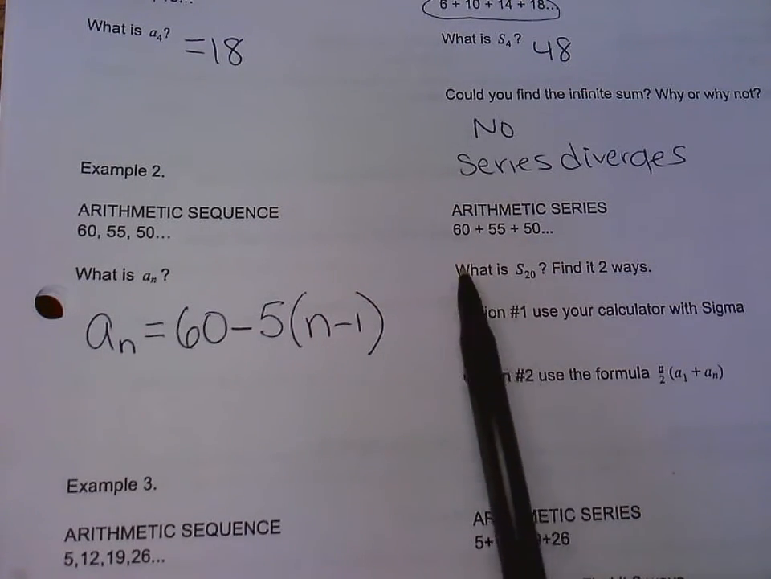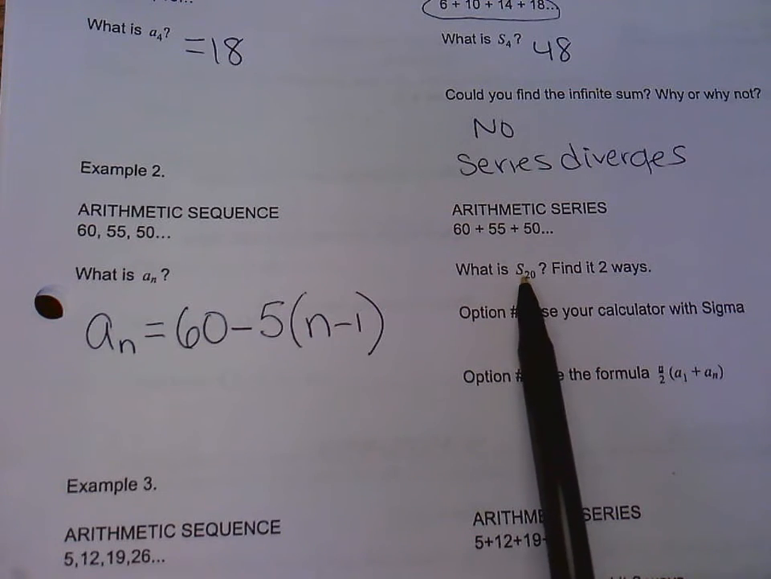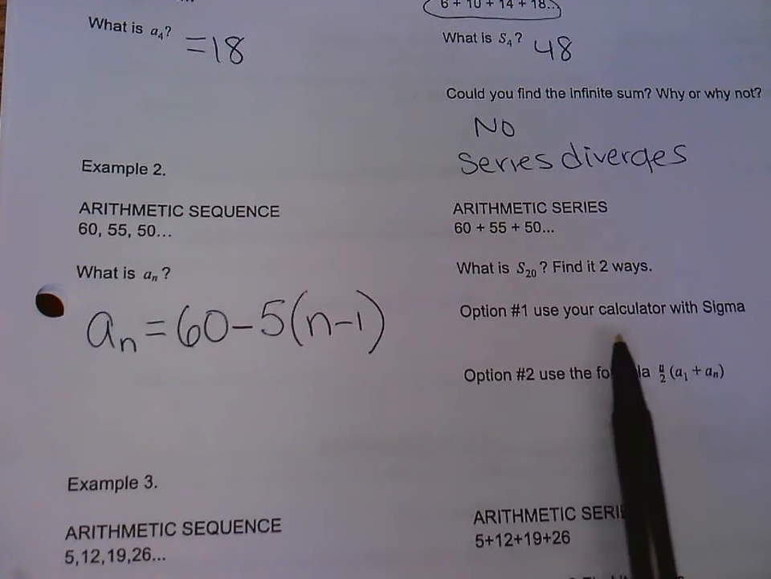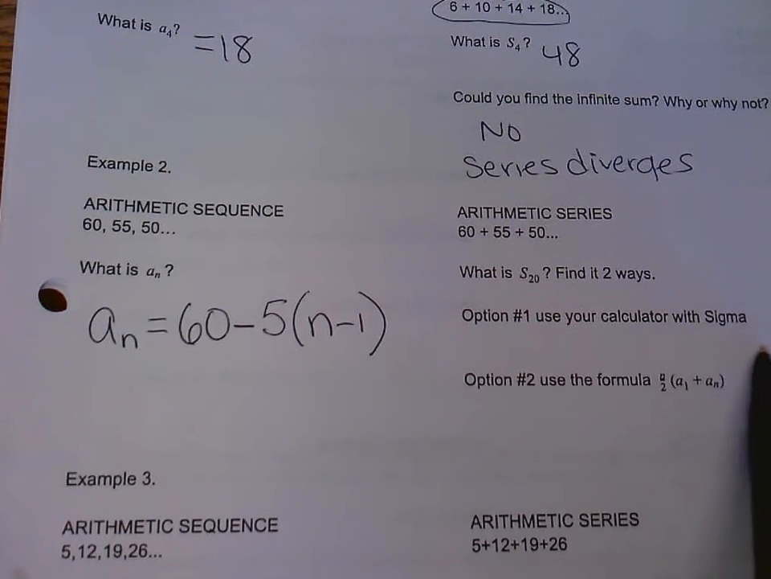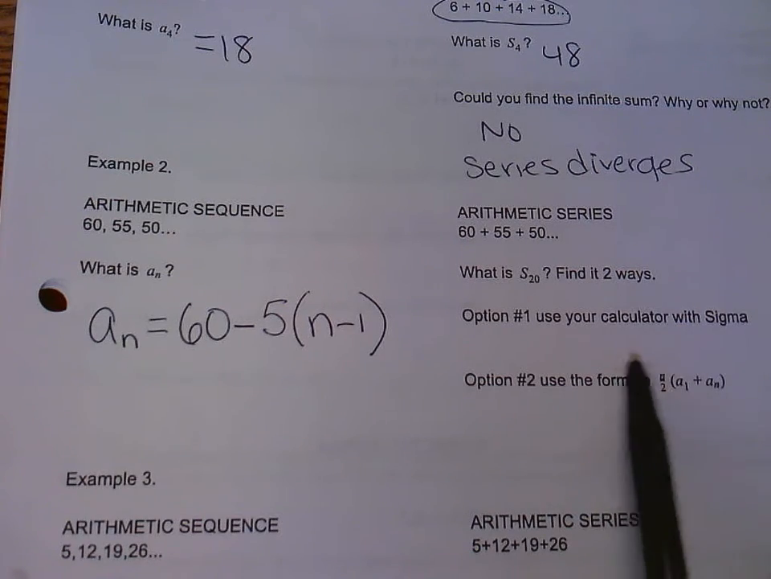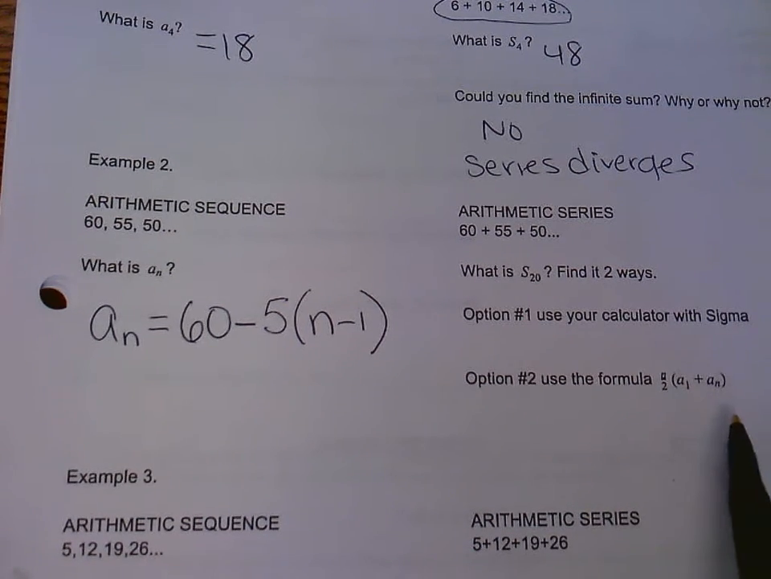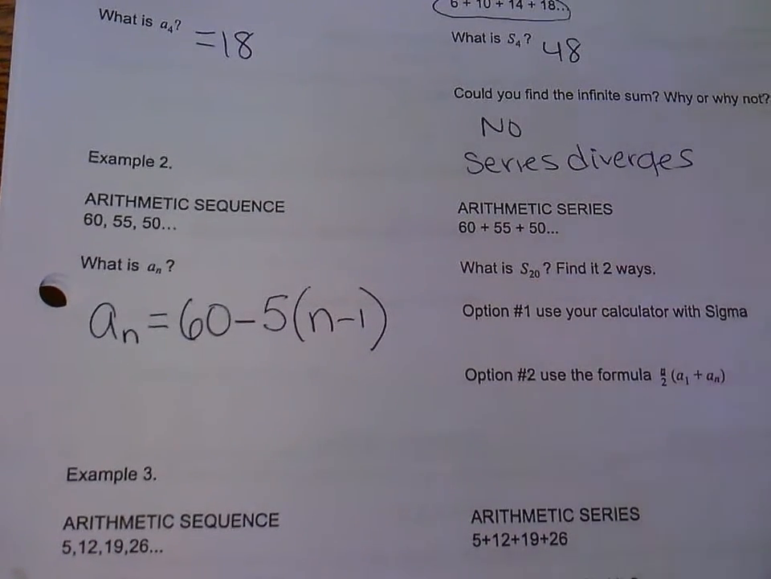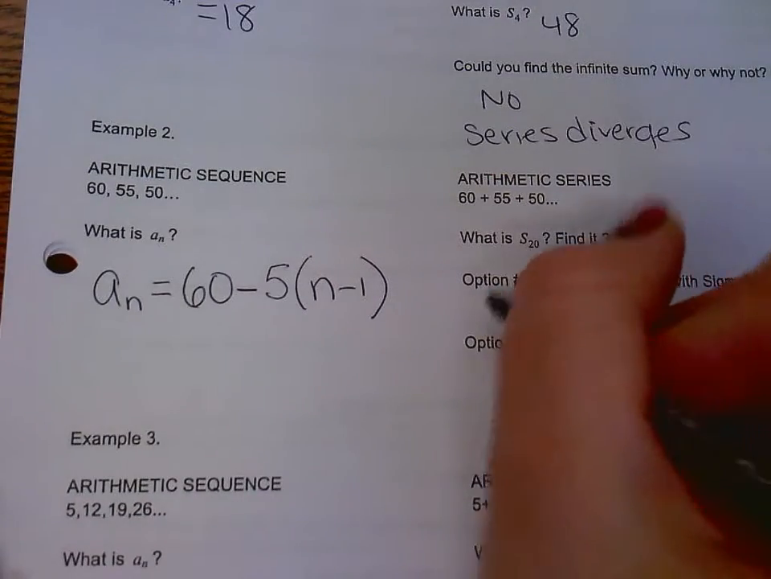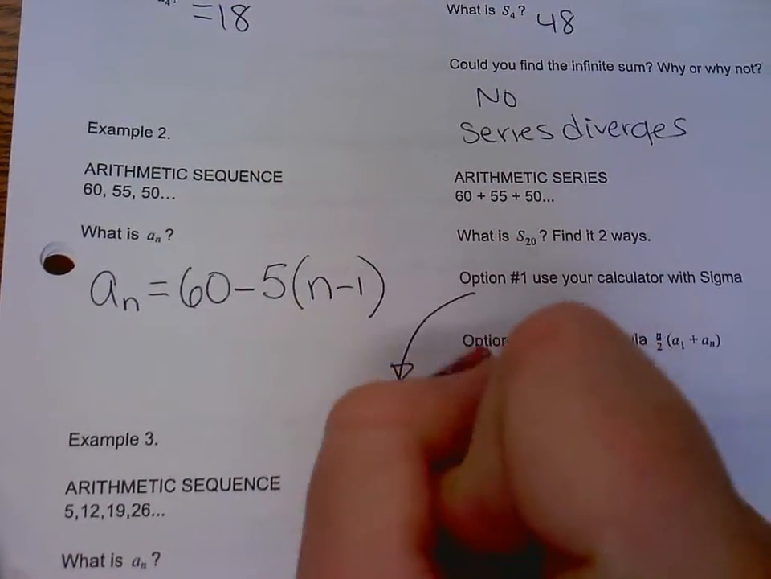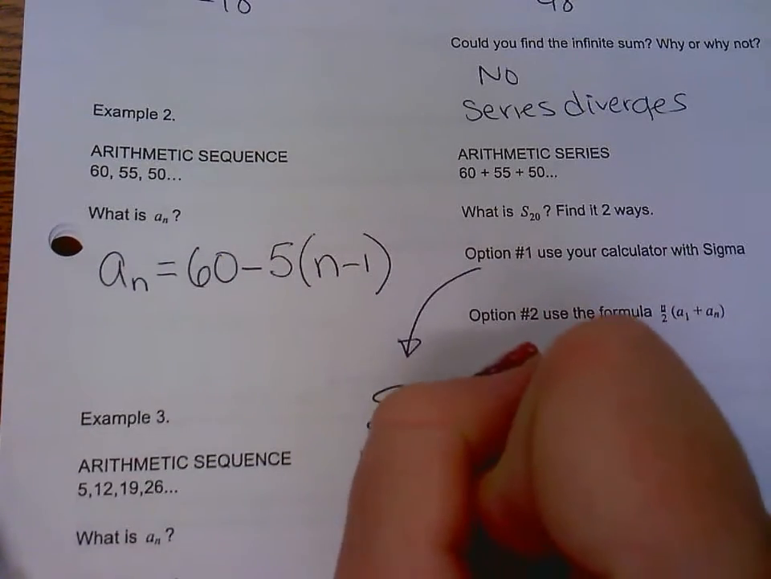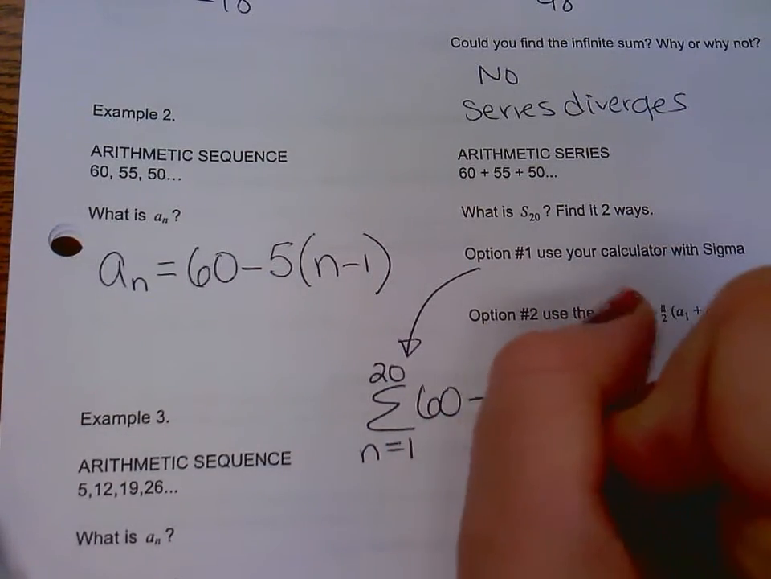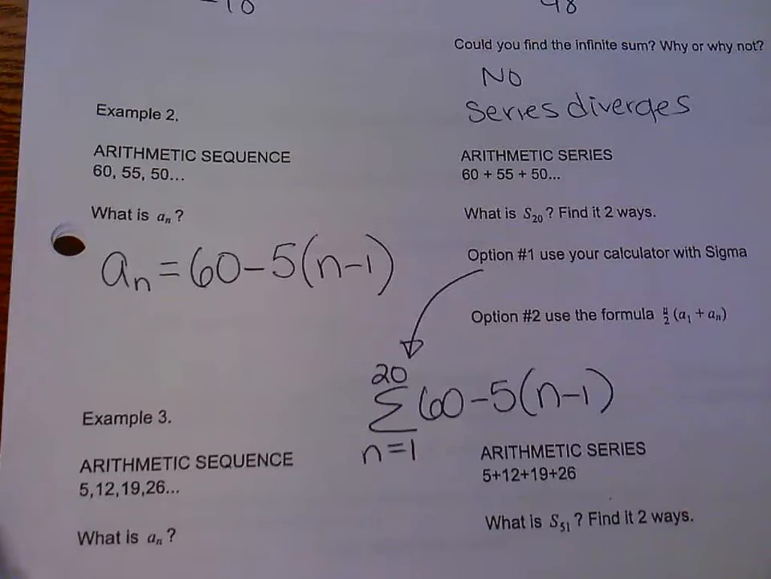And then now I'm going to look at it as a series. So it says, what is S sub 20? Find it 2 different ways. So I don't want to just add it up forever on my calculator. I want to use that sigma notation shortcut, and then I want to show you that formula for the sum of a series. I'm going to the 20th term. So to write that using sigma, I need to write it a little bit bigger. So what is the sum? N goes from 1 to 20 of 60 minus 5 times n minus 1.